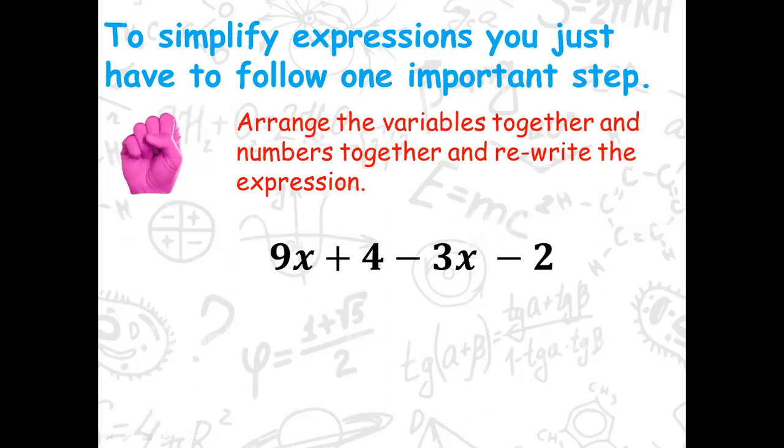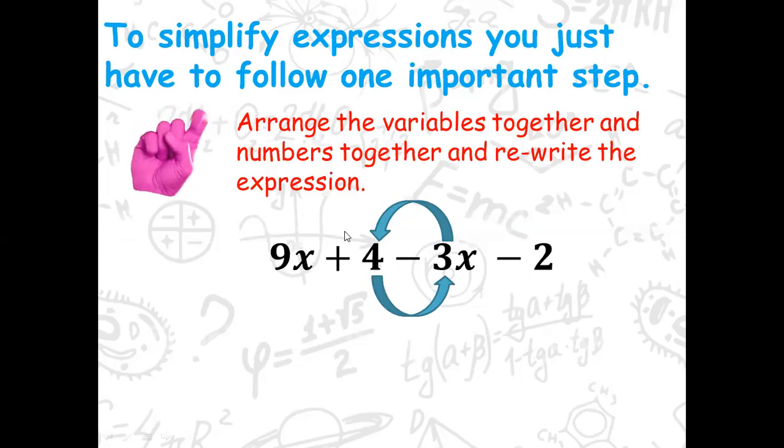Now, what are we going to do next? The most important step is to arrange the variables together and numbers together. So when we arrange, what are we going to do? Let the 9x be where it is, because it's always preferable that we write the variables first. So 9x, then the negative 3x, because when the variable moves, the sign which is with the variable moves too. So 9x, then minus 3x will move with the 9x. And then what will happen to the 4? It will go with the numbers, which is 2. So when the 4 moves, the sign which is with 4 moves too.